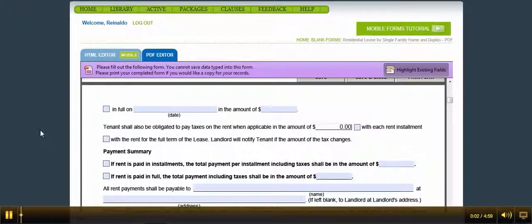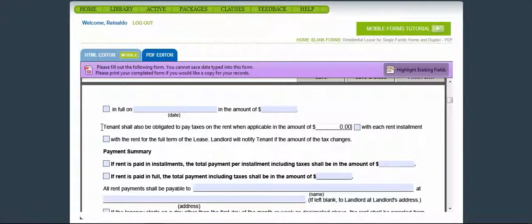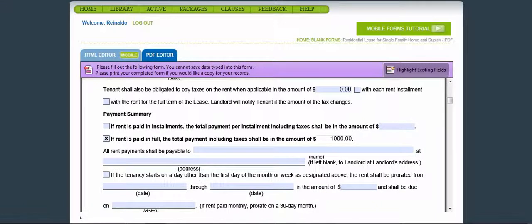Once again, this is part two of the lease agreement. We ended here where the tenant shall also be obligated to pay taxes on the rent. We put zero because we had determined it was $1,000 including the taxes. So we click here. If rent is to be paid in full, the total payment including the taxes shall be $1,000. So you have the options of paying the taxes if he's going to ask you for that separately, or you would include it. Most of the times, it is included in the rental.